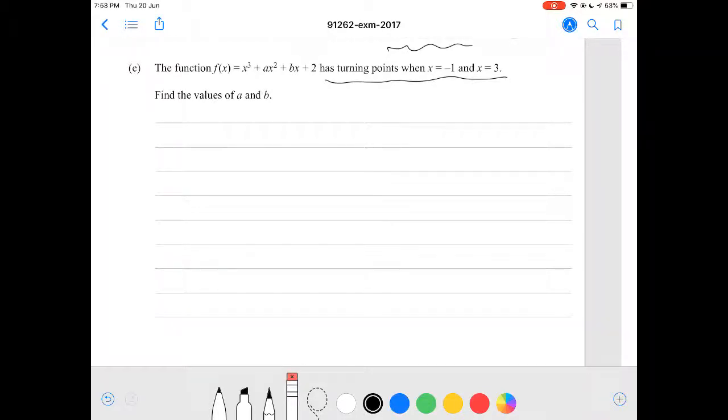Sorry guys, the last video got cut off, so we're going to continue back onto part E. The function f of x equals x cubed plus ax squared plus bx plus 2 has turning points when x equals -1 and x equals 3. Find the values of a and b.